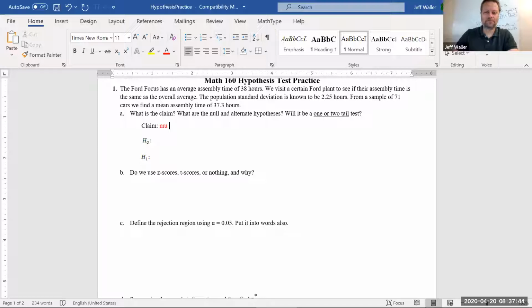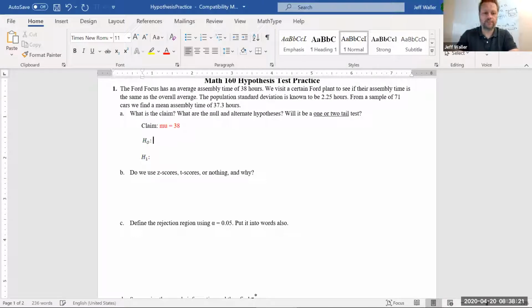What's the claim? So this is kind of weird. Is there a directional word? Do you see less than, greater than, increase, decrease, has gone up, has gone down? In this case, it says is the same as. There you go, equals. Mu equals 38. So the claim is that their assembly time, mu, is the same as, equals, the overall average, 38. That's what I mean by you've got to piece it together.